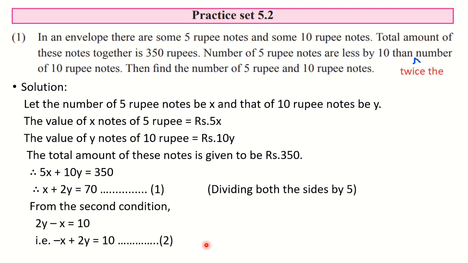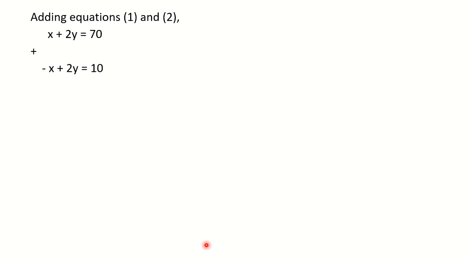So what is our next step? Adding equations 1 and 2. Let us add equations 1 and 2. Write equation number 1 up, then write the plus sign in between, which shows addition, then write equation number 2. Now what you can observe here is plus x and minus x. The addition is 0 here. And here 2y plus 2y is 4y. And here 70 plus 10 is 80.